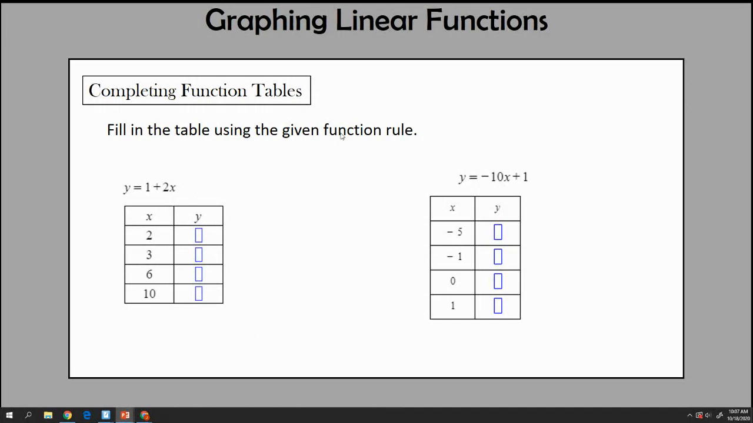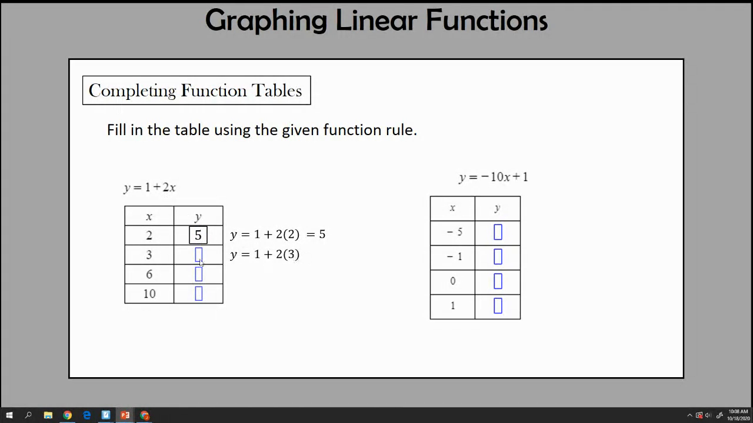All right, they're giving us a function rule. So y equals 1 plus 2x is the function rule. We could have also written this as f of x equals 1 plus 2x. That's just our function notation, but this is still a function. Okay, every input has a unique output. That's the idea of a function, remember? So when I'm completing this table, basically I'm taking each input and plugging it into the rule. So y equals 1 plus 2 times 2. X is 2, I'm putting it in place of the x. The answer is 5. So 2, 5 is an ordered pair that's on this line.